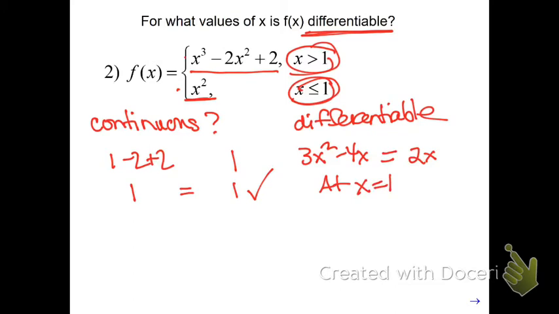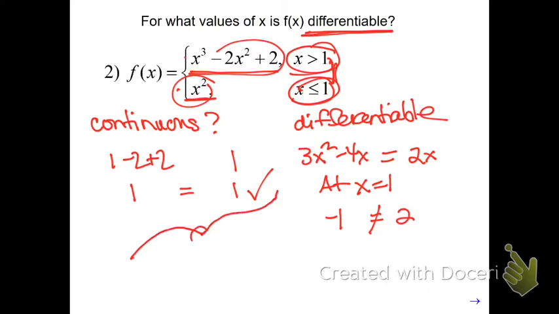So now I'm going to plug in the 1 to both of them. The left side is -1 and the right side is 2. Clearly they're not the same, so this is not differentiable at 1. It was differentiable everywhere else except for that part where they meet. Since these two pieces did meet at the same spot, this would be a case of one graph meets the other graph, but they meet at a sharp point. That's why it's not differentiable, but it was continuous. Okay, so hopefully that wasn't too bad. Good luck.